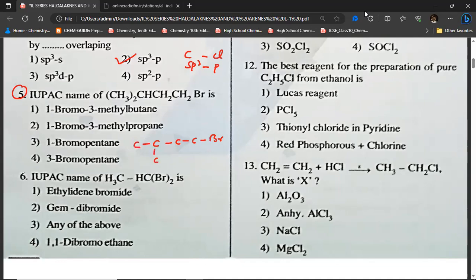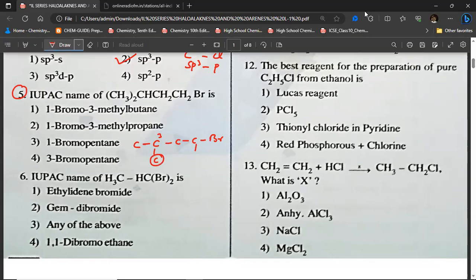On the first carbon we have a bromine. On the third carbon you have a methyl. That means it is nothing but 1-bromo-3-methylbutane. The first option is the right option for this one.